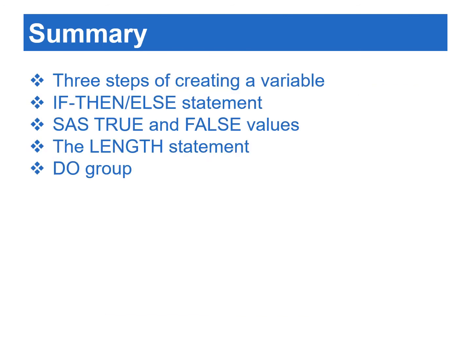Now, let's review what we've learned from this video. We've learned 3 steps of creating a variable, including evaluating the existing variable, creating the new variable, and checking the accuracy of the newly created variable. We also learned how to create variables conditionally by using the if-then statement. The expression in the if-then statement is evaluated to be either true or false. In SAS, any numerical value other than 0 or the missing value is considered true, and the missing value and 0 are considered false. Then we've learned how to use the length statement to avoid character truncations. Lastly, we've learned how to execute a group of statements by enclosing them into a do group.